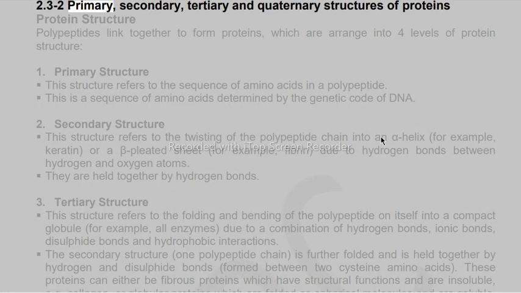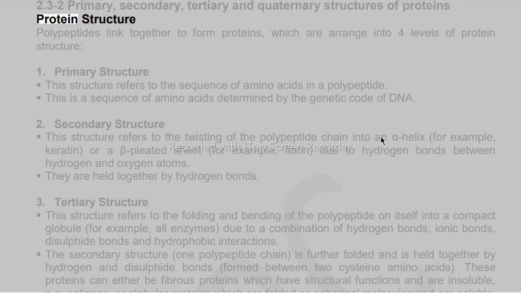2.3.2 Primary, secondary, tertiary and quaternary structures of proteins. Protein structure. Polypeptides link together to form proteins, which are arranged into 4 levels of protein structure. 1. Primary structure. This structure refers to the sequence of amino acids in a polypeptide. This sequence of amino acids is determined by the genetic code of DNA.